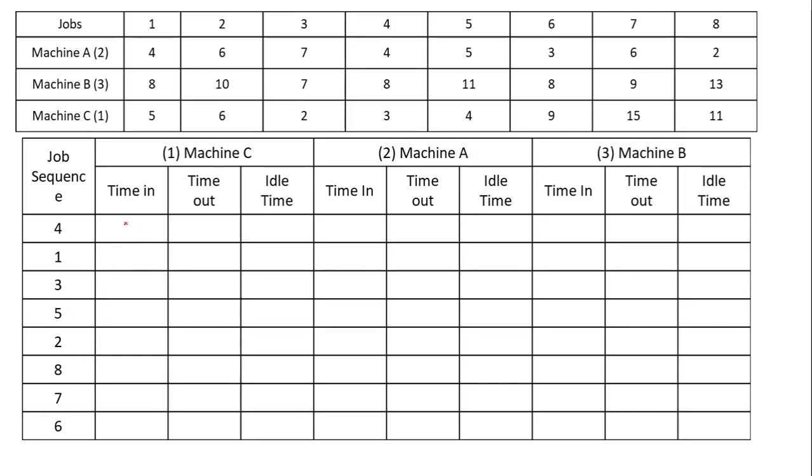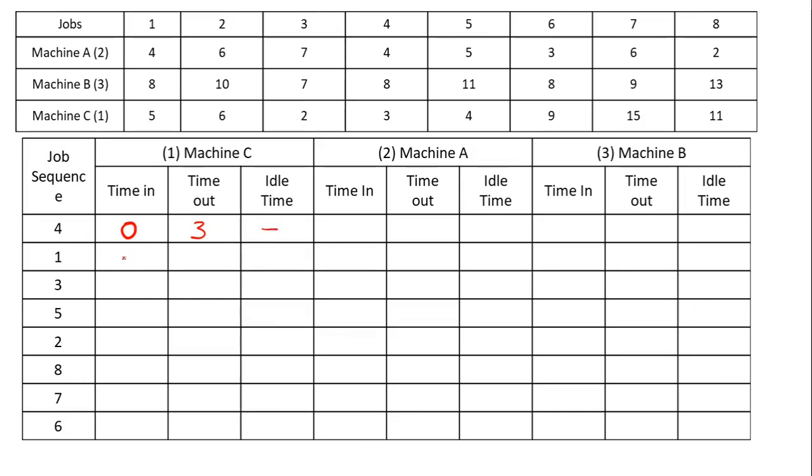So as usual, the starting time is going to be 0. So for job number 4, starting time is 0. The first mission is C. So it takes 3 hours to complete. So it is 0 plus 3, 3 hours. Obviously there will be no idle time for mission C in this particular case.